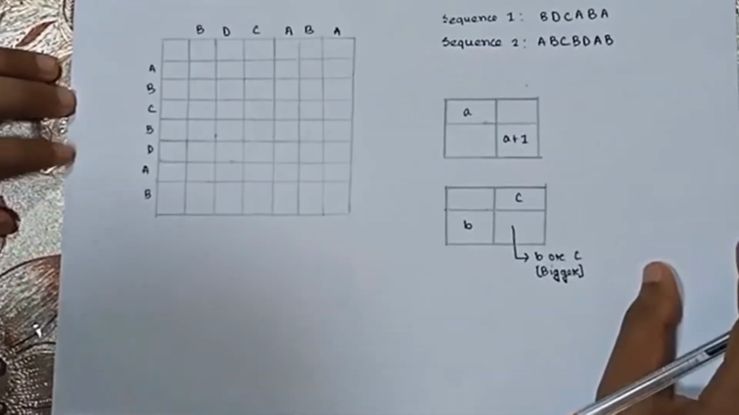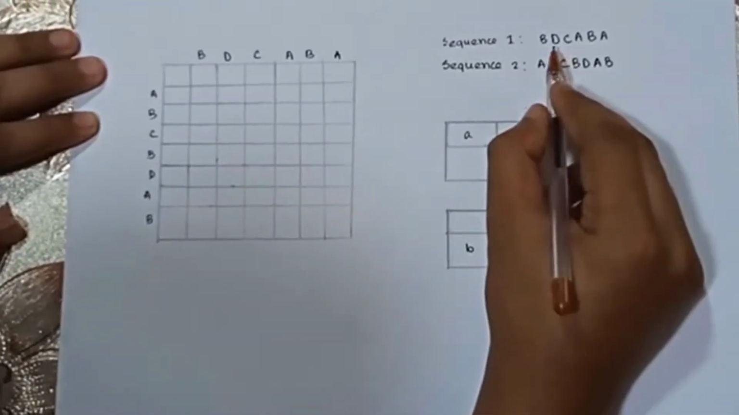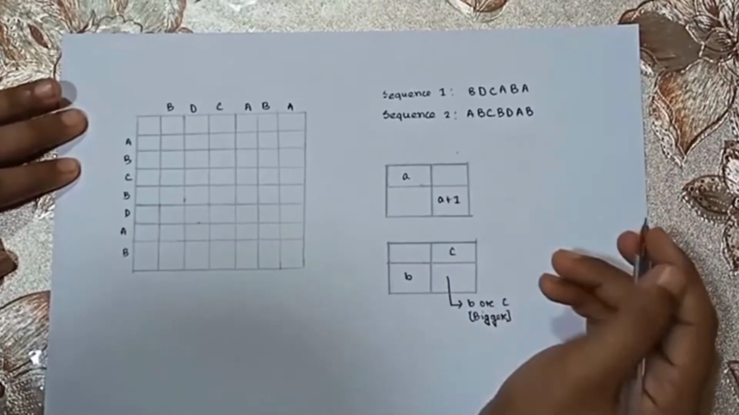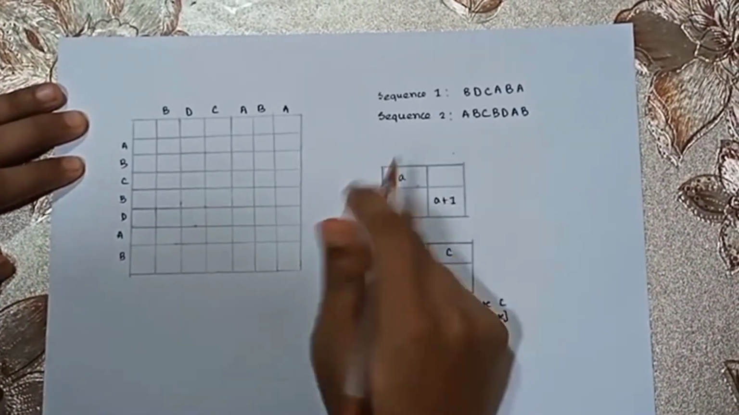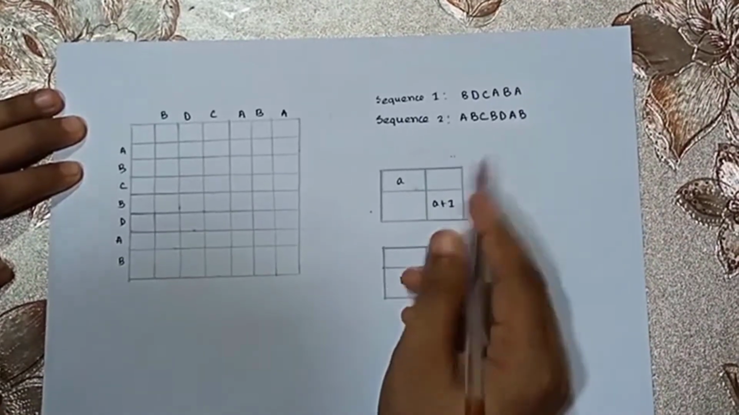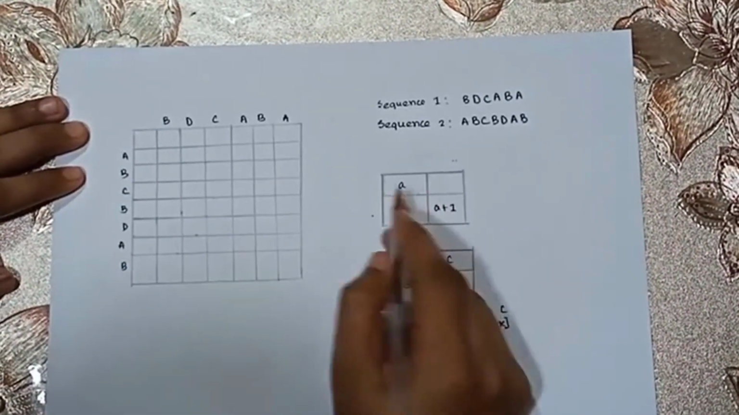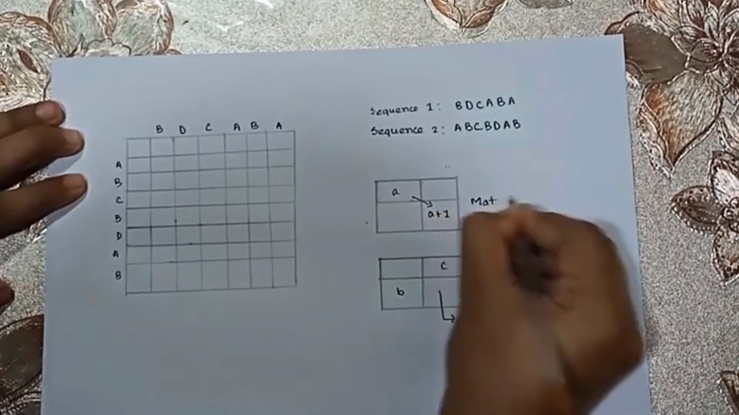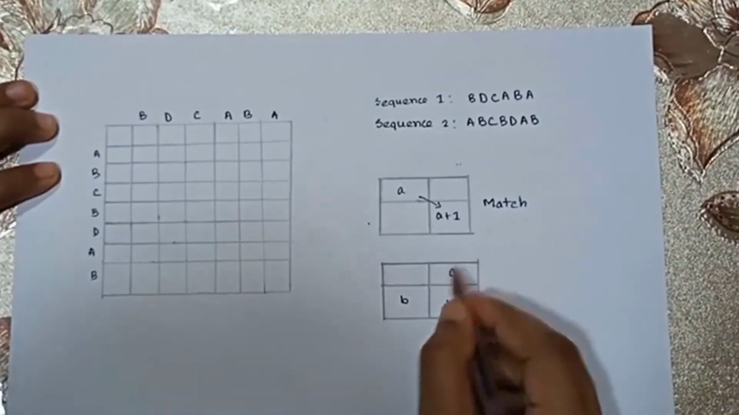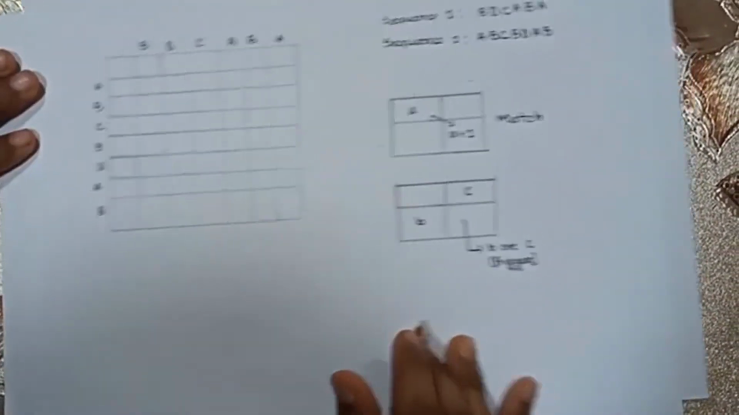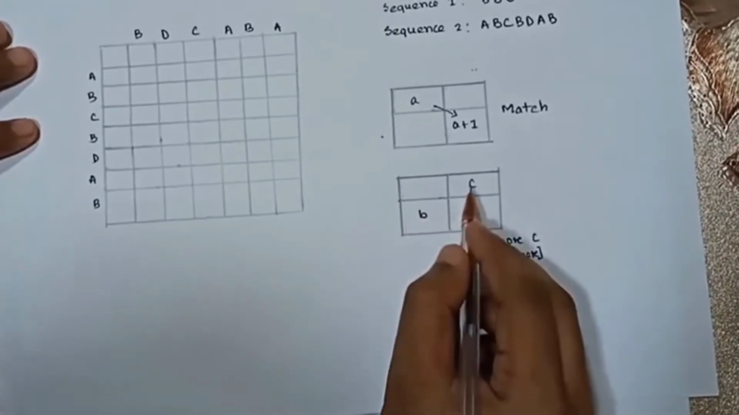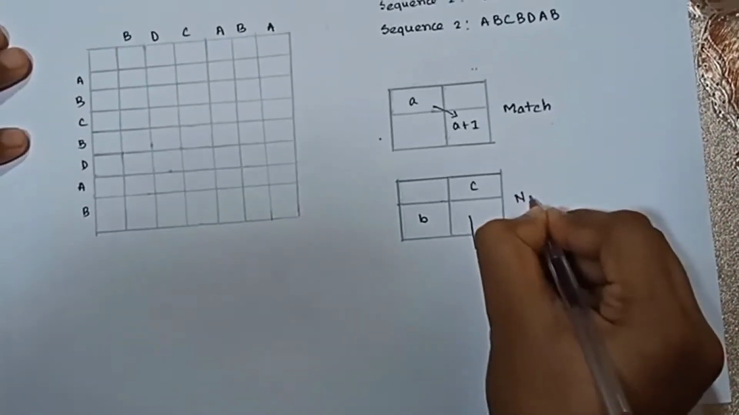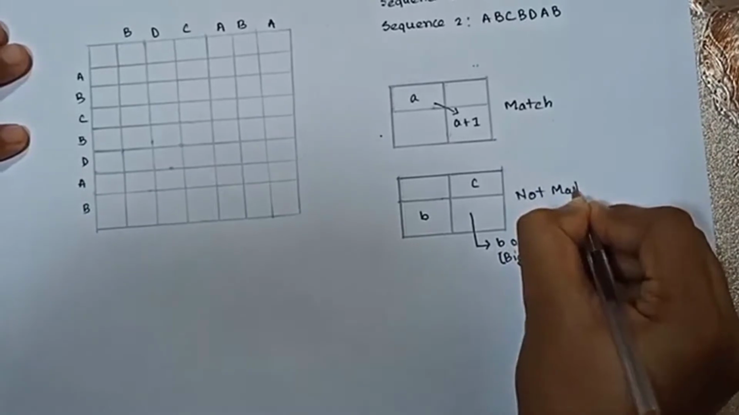Let's take an example with two given sequences. Sequence 1 is B, D, C, A, B, A, and sequence 2 is A, B, C, B, D, A, B. First of all, when we get the same value in row and column, we calculate the value as the corner value plus 1. That is only for a match. When we get two different values in the row and column, we take the bigger one from the row and column, and that is only for a non-matching value.